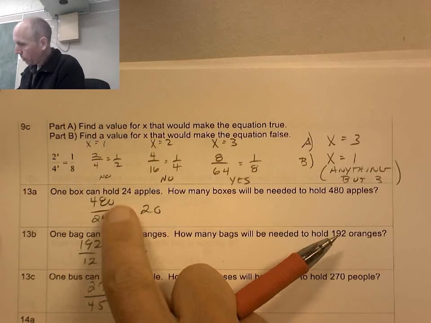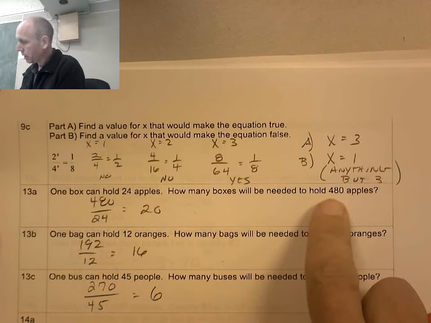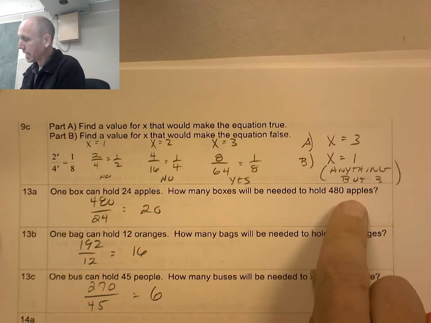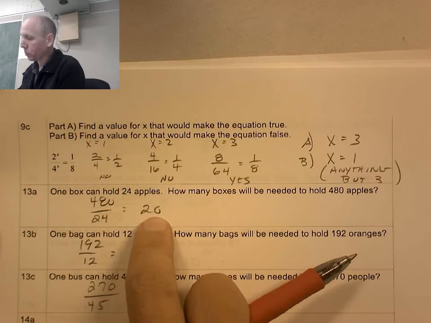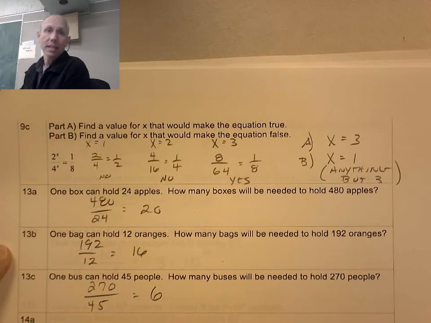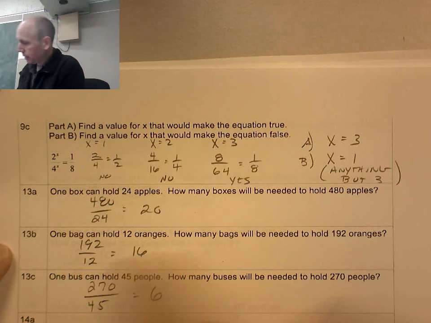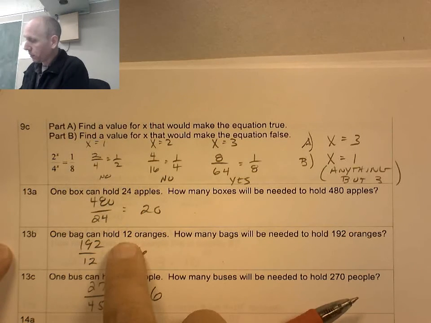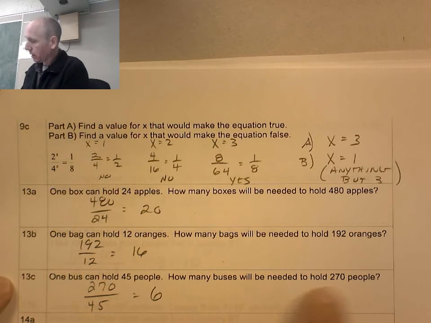Okay, one box can hold 24 apples. How many boxes will be needed for 480 apples? So 480 divided by 24 is 20. This problem is not going to be on the test, but it's just setting you up. Let's see, 192 divided by 12 is 16. 270 divided by 45 is 6.